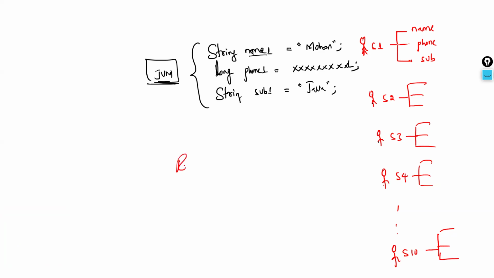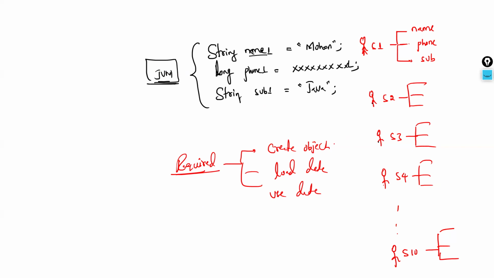Whenever it is required, then only create the object, load data into memory, and use the data in our Java program. So is this a better approach or not? Instead of storing everything fixed, whether we use it or not, if you store that, there is unnecessary memory consumption. But whenever it is required, then only you create the object, then load data and use the data accordingly. So that is the best programming approach.